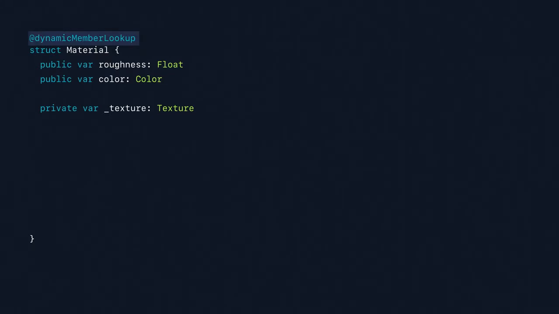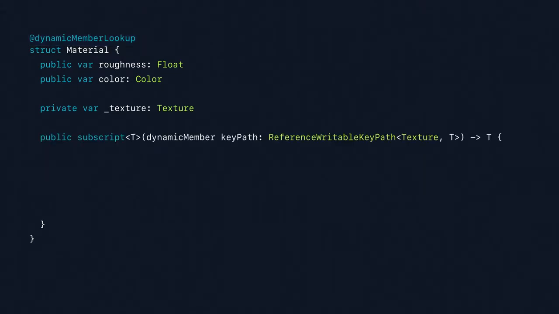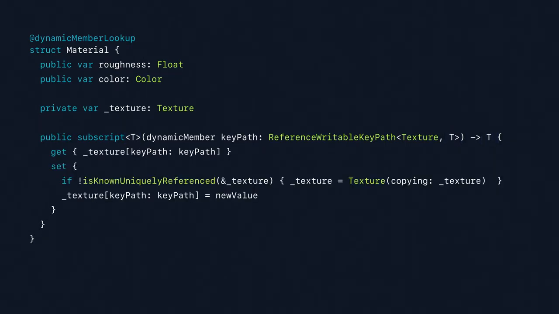So first, we add the dynamic member attribute to our type. And then we implement the subscript operation. And we're going to make it take a writable key path because we want to be able to both get and set the properties. And we're going to make it generic on the return type because we want to get any different type out of the texture. And then we implement the getter and setter.